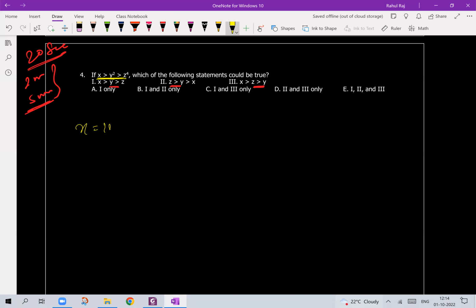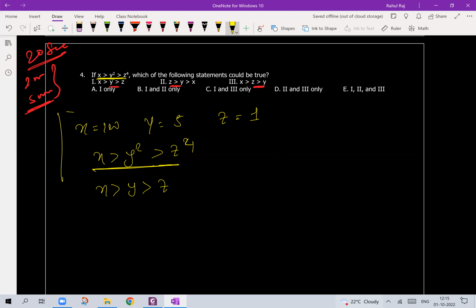Imagine I take x is equal to 100, y is equal to 5, z is equal to 1. Can I say for these numbers x is greater than y square is greater than z4? Tell me. Absolutely fine. 100 is greater than 25 is greater than 1. 1 to the power 4 is 1. Simple logic. Now come down to option number 1. So can I say, now see, my information is satisfied. Now see, my statement number 1 is also satisfied. x is actually greater than y and y is actually greater than z. I've thought of numbers for which my information suffices and my statement also suffices.